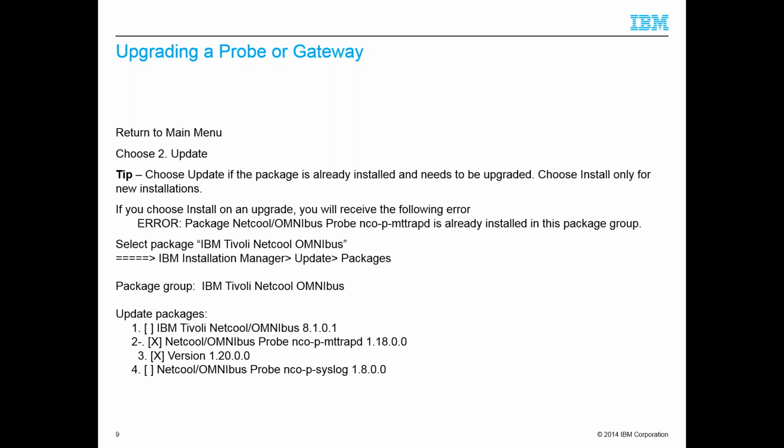Then after you choose update, select the package IBM Tivoli Netcool Omnibus. This will actually show all of the Omnibus core and probes and gateways that are installed on the server, and then you'll later have the option to select the specific one that you want to update. So here's a screenshot of when you're updating the packages. You will see all of the packages that are installed. And here, if I just want to upgrade the SNMP probe from version 18 to version 20, you see that options 2 and 3 are selected.